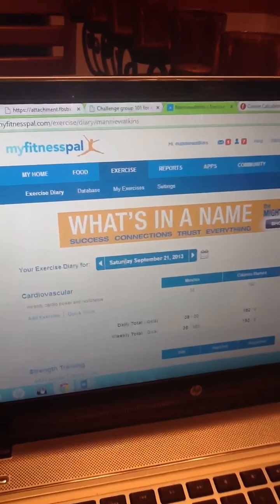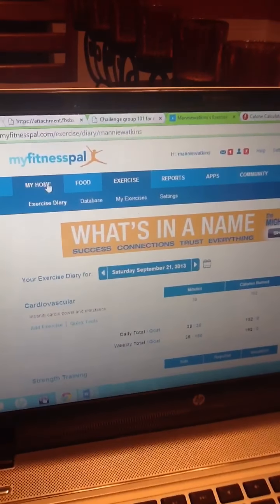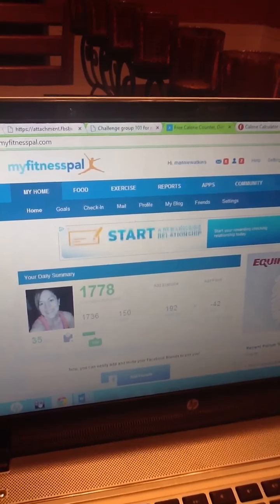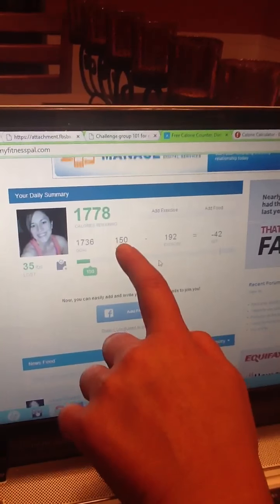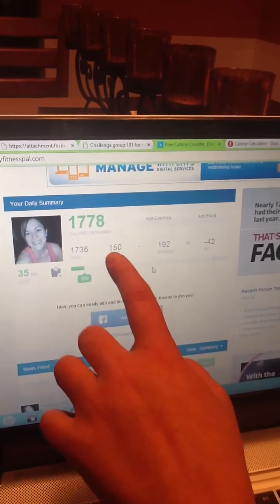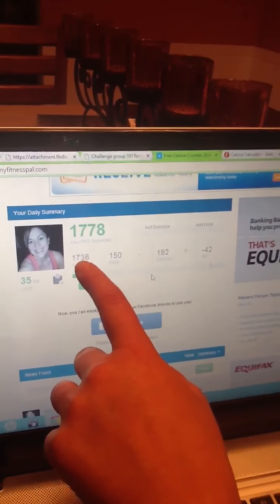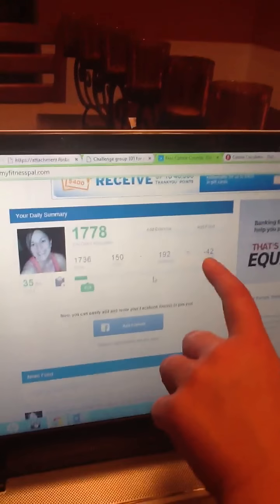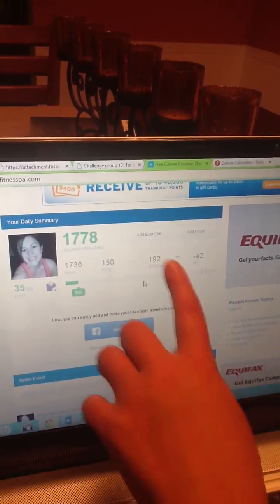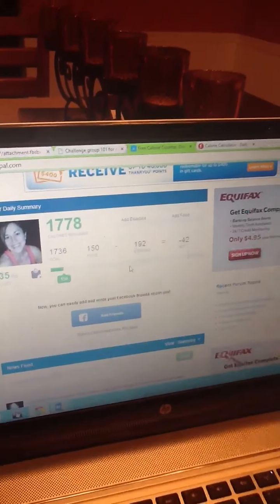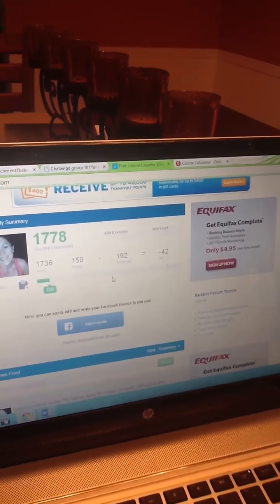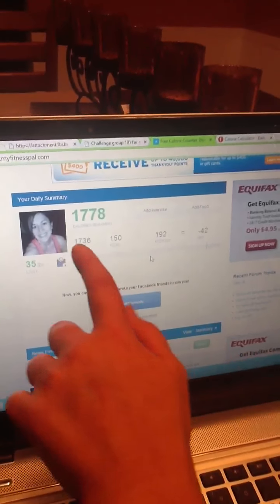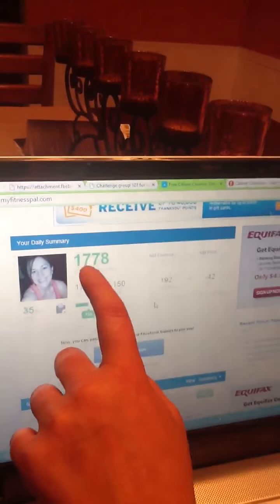You go back to my home. You see how I had more than that per day, but for example, 150 calories, subtract it from that, minus 192, I have a minus 42 net. You see, in essence it adds that 192 that you used to exercise, and it gives you that much more that you can have. You see what I mean? So that number just went up.